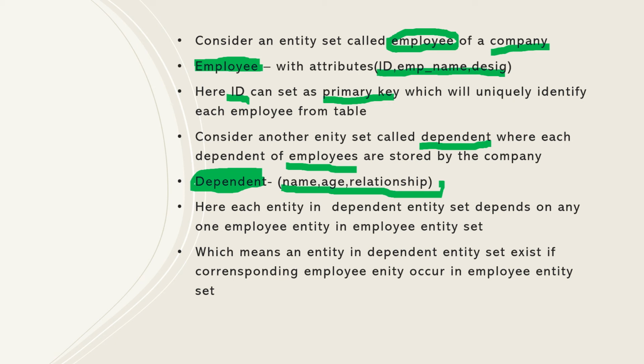One problem that may arise in this dependent entity set is this. Suppose the dependent entity set contains a name called A, that is the first field. Then let the dependent have age 26 and let her be the wife of some employee. So A is the name, 26 is the age, wife is the relationship.